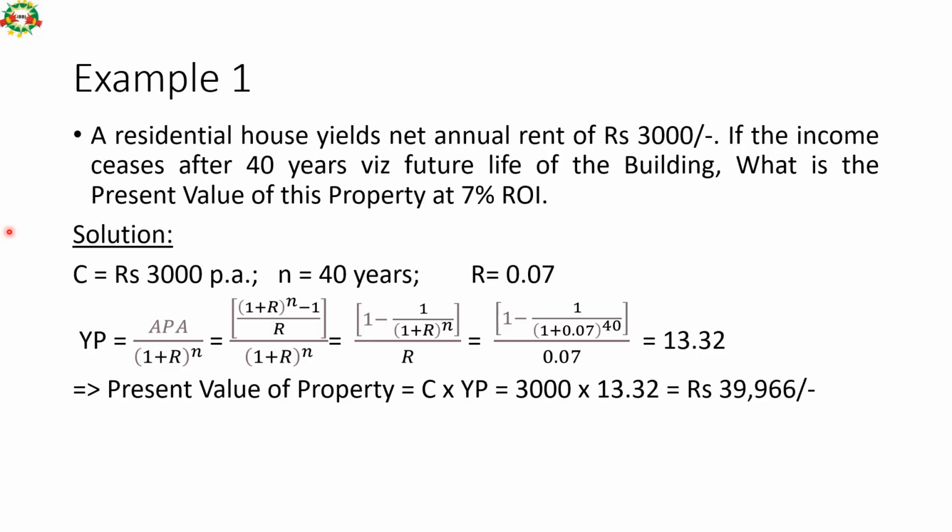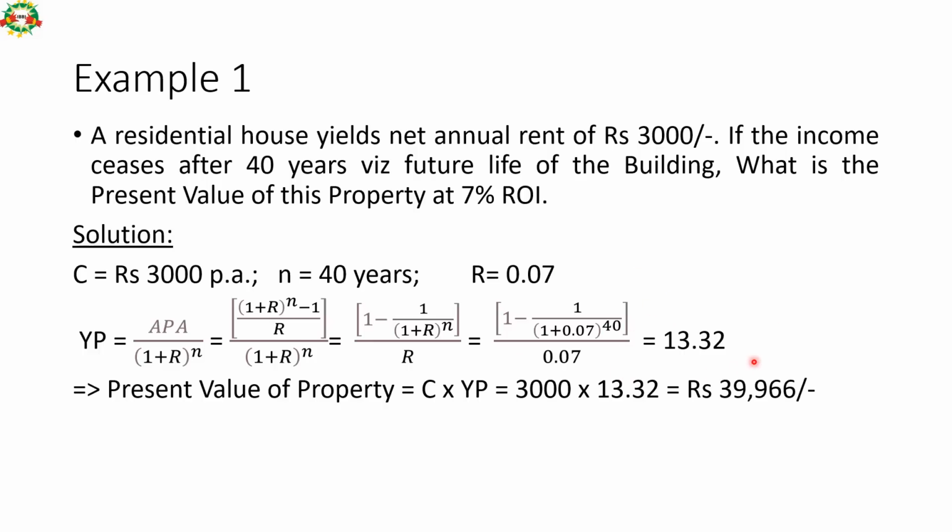So this is the example. A residential house yields net annual rent of 3,000 rupees. If income ceases after 40 years, which is the future life of the building, what is the present value of the property at 7% ROI? So in this, data given is C is 3,000 rupees per year and number of periods is 40 years. So for the next 40 years, the owner of the house will get 3,000 rupees per year, and the expected rate of interest is 7%.